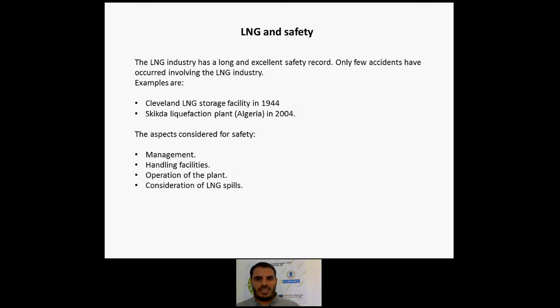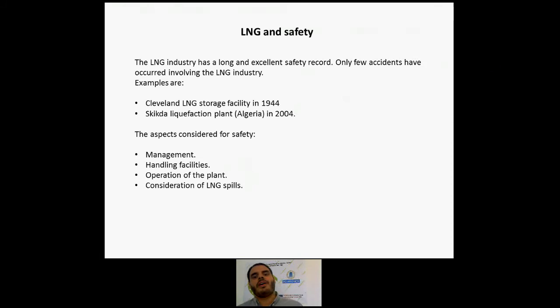Were LNG to be released onto the ground as a consequence of a leak from a storage tank, the heat from the ground surface would initially cause a very rapid boiling of the LNG. As the ground cools, the boiling rate of the LNG would reduce. The amount of vapor formed would be in direct proportion to the amount of LNG released, the rate of release, and the surface area covered in release.